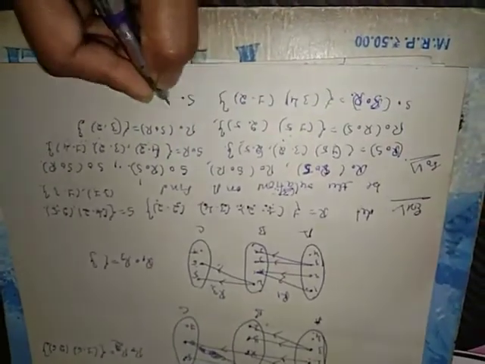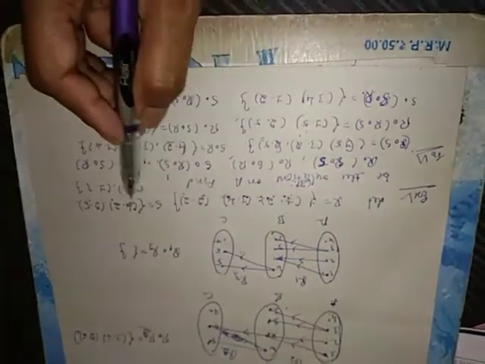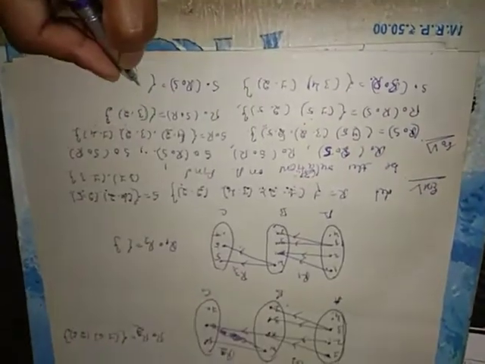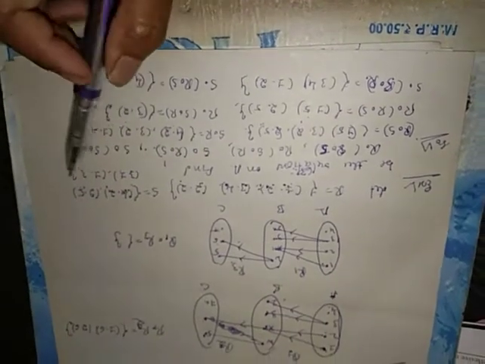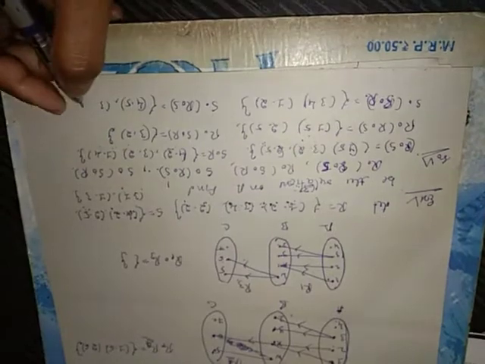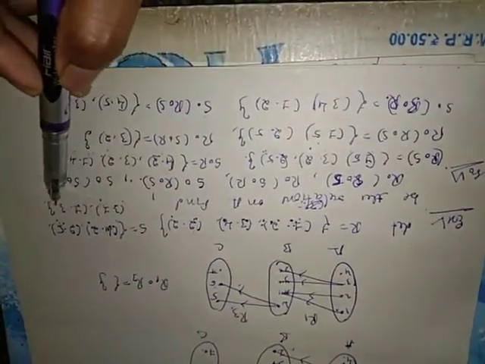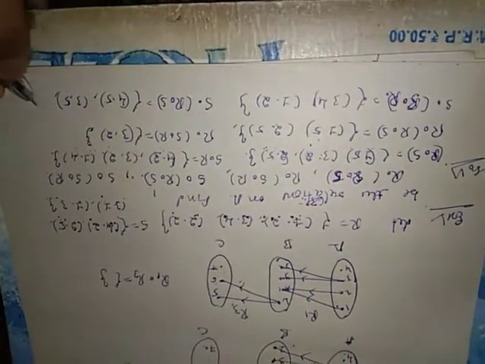Now S∘(R∘S). (4,2), there is no, it is (2,5): (4,2), (2,5) means (4,5). (2,5): from the 5 there is no ordered pair here. (3,1), (1,5), so (3,5). Now (1,3), (3,2), so (1,2). Those are the elements of S∘(R∘S).